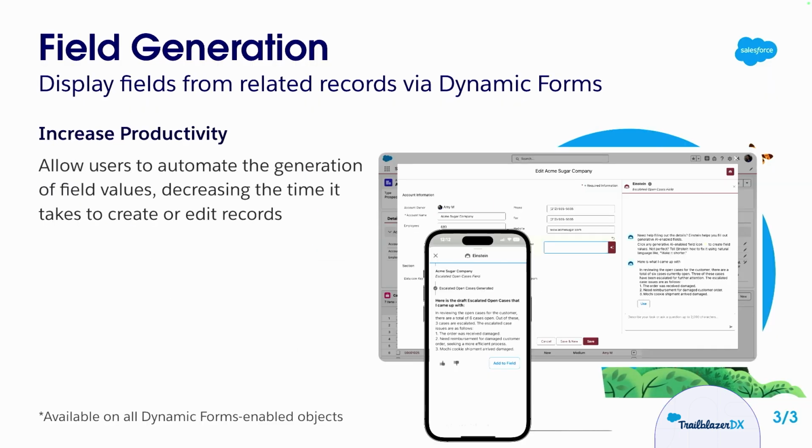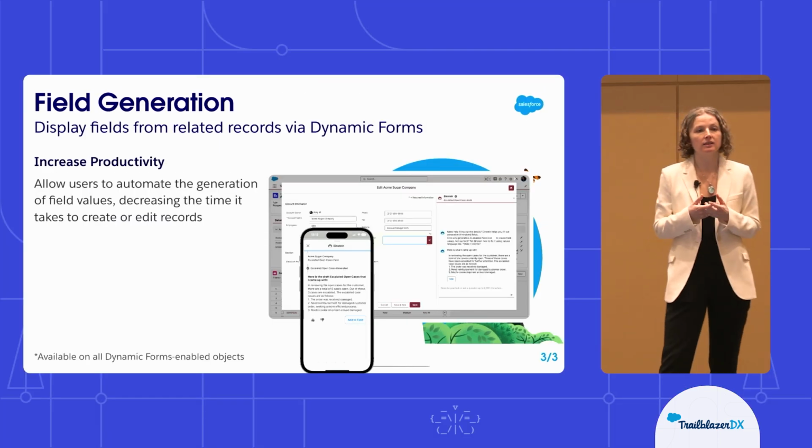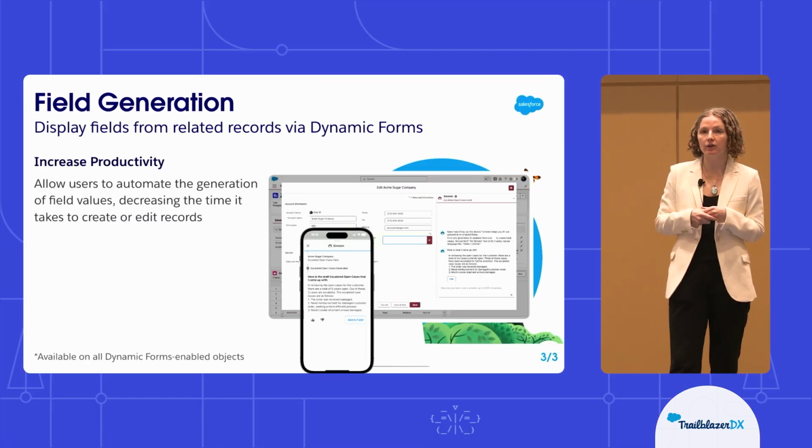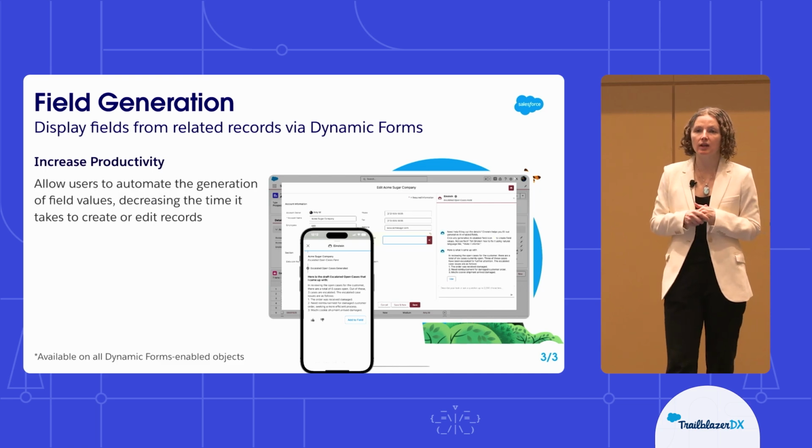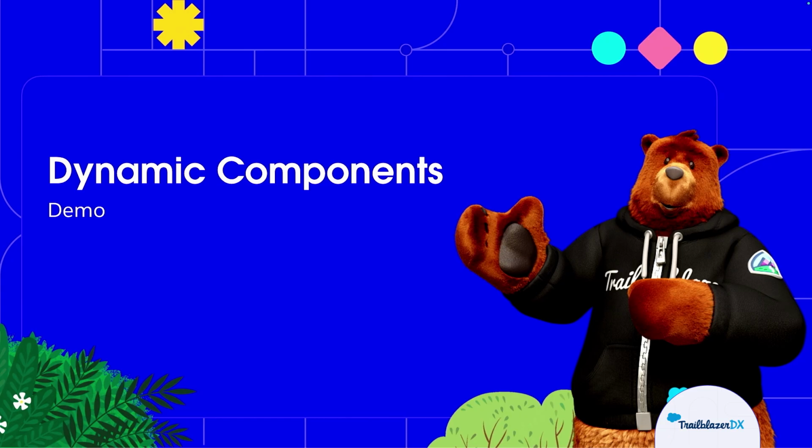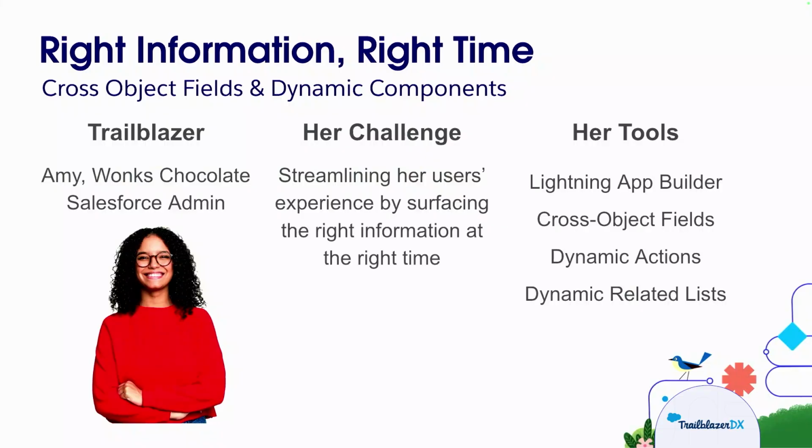And then next we have Einstein field generation. Einstein field generation is a feature that allows you to bring generative AI directly into the context of your Lightning record pages. It allows you to do things like summarize related records, as you'll see in one of the demos coming up. And with that, let's go ahead and jump into our first demo.